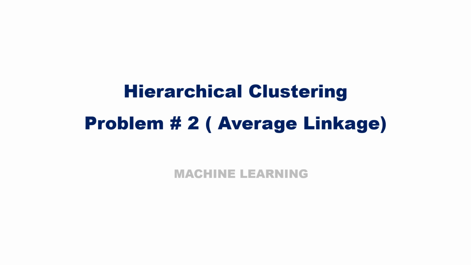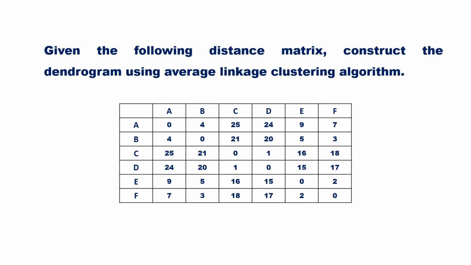Today, we will focus on hierarchical clustering using average linkage method. Given the following distance matrix, our task is to construct a dendrogram using the average linkage clustering algorithm. We have 6 points, labeled A to F. Initially, each element, A, B, C, D, E, and F, starts as a separate cluster.